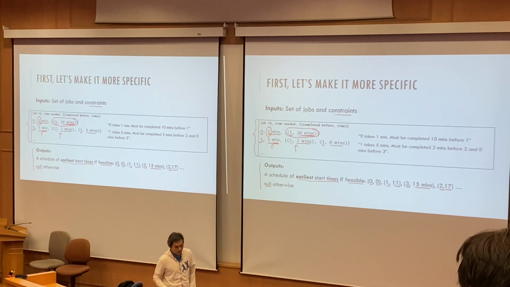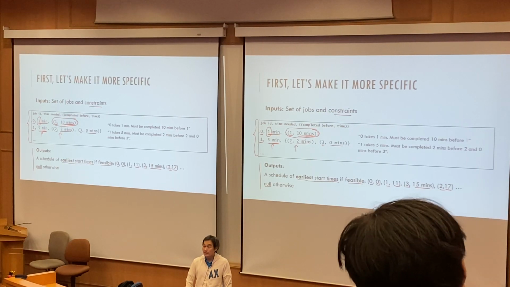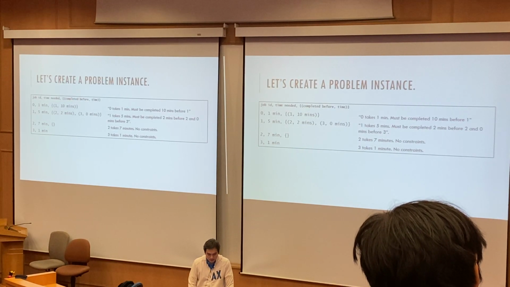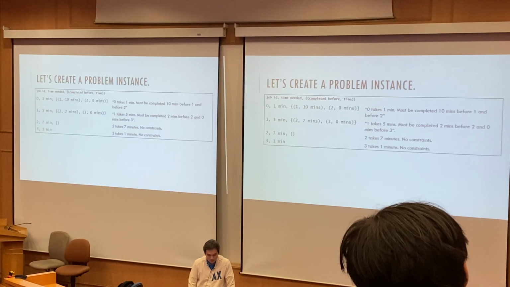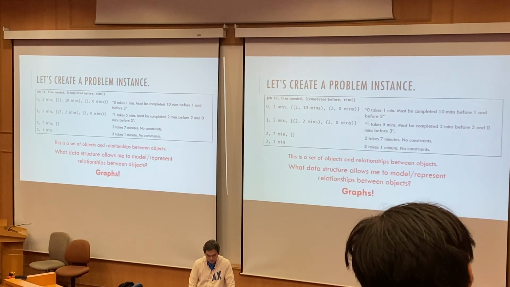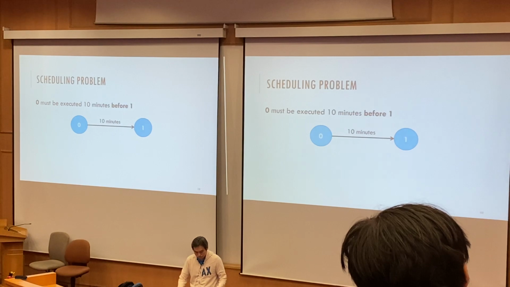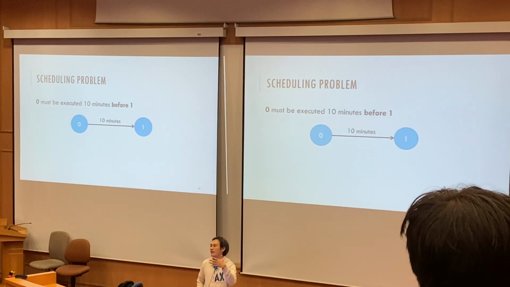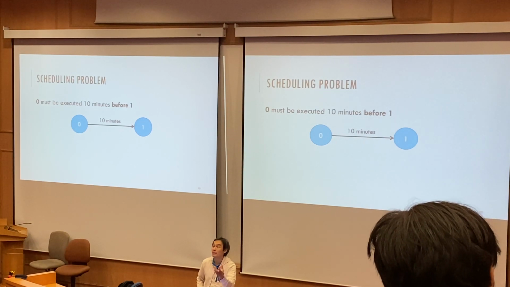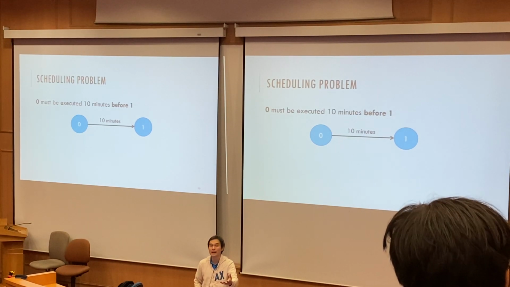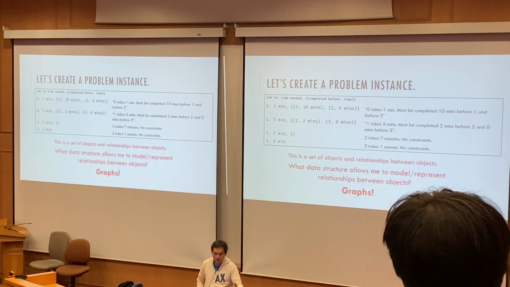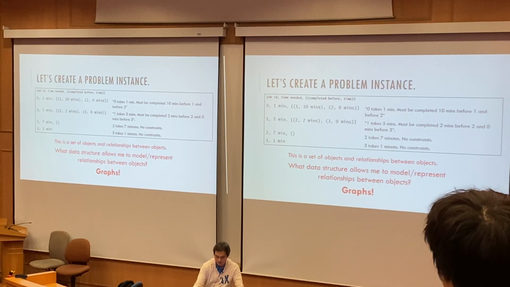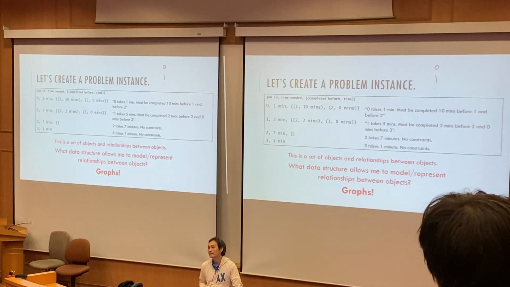Okay, so let's think about this problem and see how we can execute it. This is a problem instance. Let's create a problem instance. Remember, when things seem very complicated, what do we do? We simplify the problem, make it really, really simple, and then we try to think it through. So forget all the other constraints. Let's just say we have two jobs, 0 and 1.